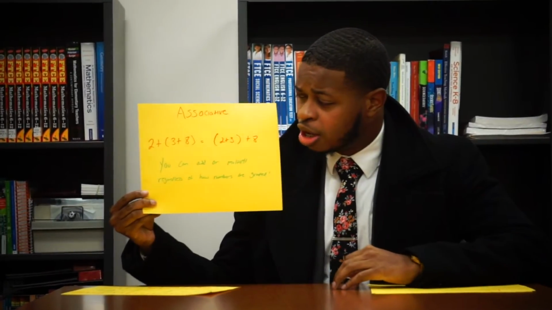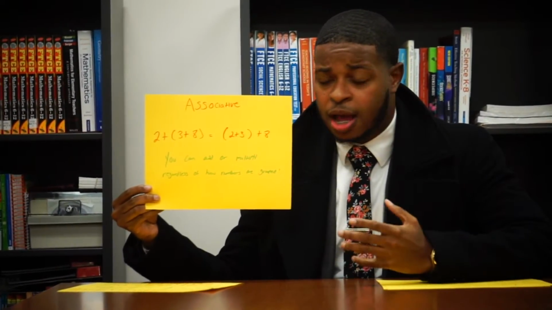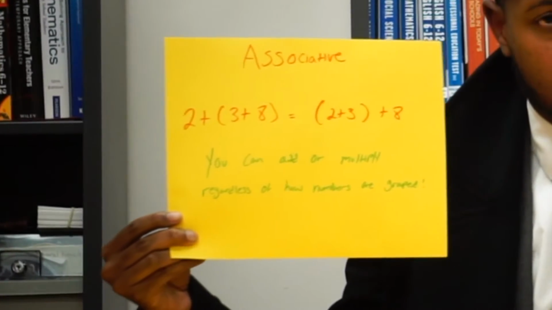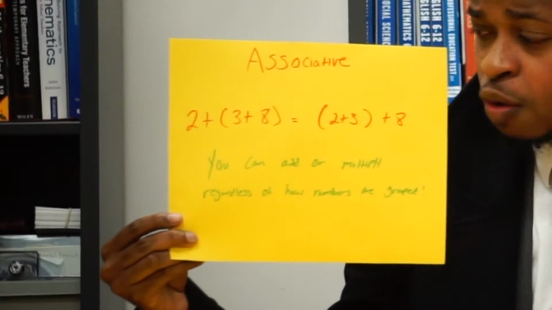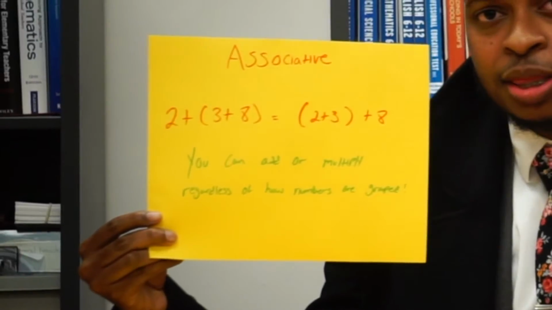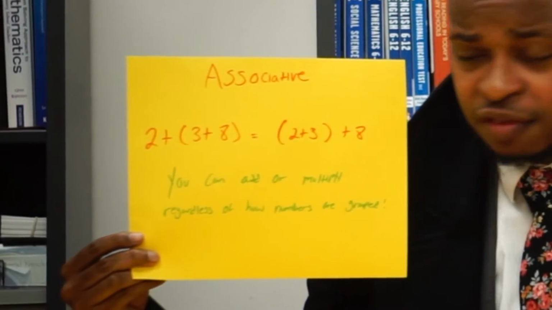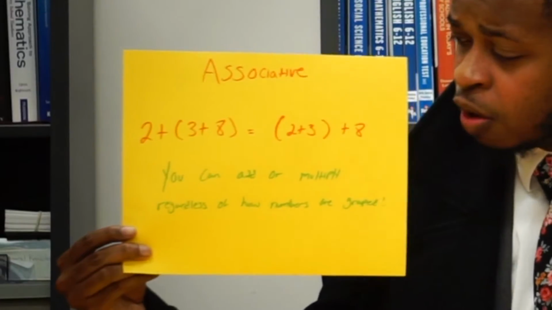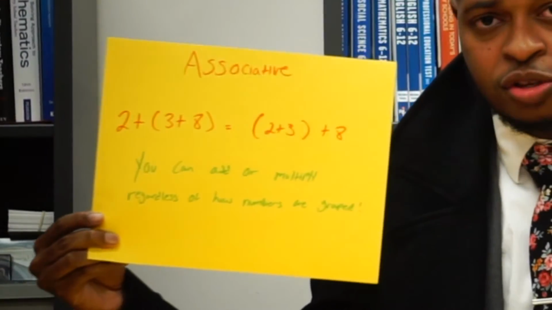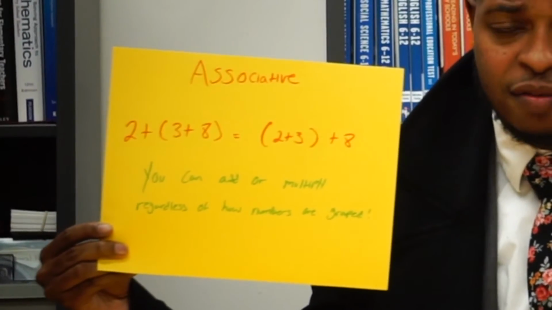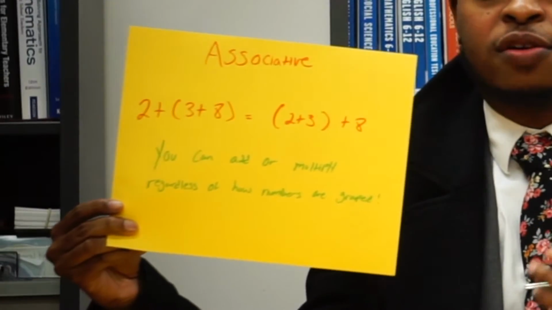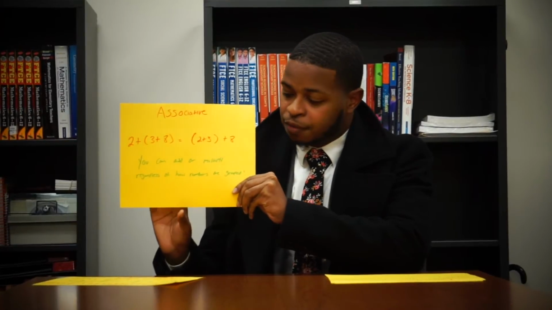Alright, now here if we were to solve the problem on the right, you start off with parentheses, 3 plus 8 would give us 11, then plus 2 would give us 13. Now on the left side, if we started off with 2 plus 3, that would give us 5, and then plus 8, that would give us 13 again. So as you can see, even if you group two different numbers, you would still get the same answer. Alright, now transitioning on to distributive property.